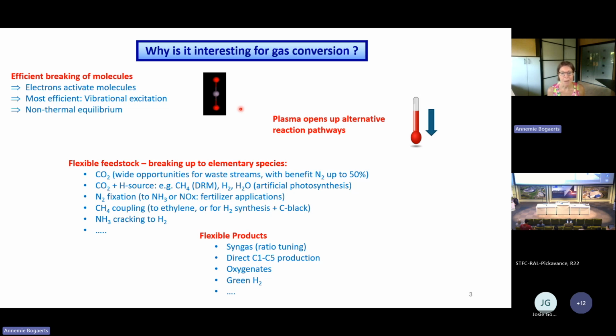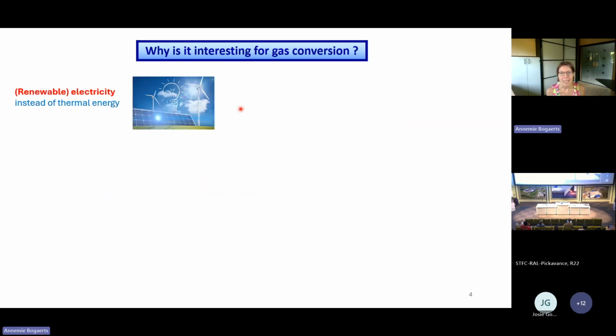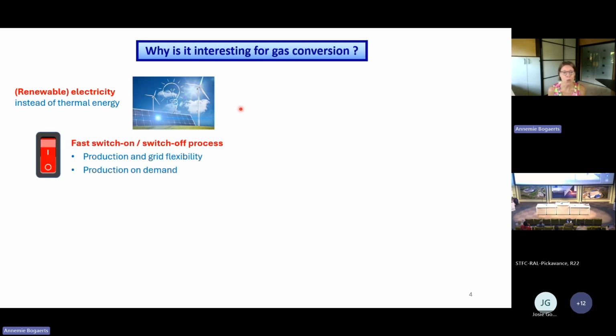If we have CO2 and methane, then we typically produce syngas, and we can tune the ratio depending on the CO2 methane ratio. We can also directly form C1 to C5 hydrocarbons, oxygenates, green hydrogen, and so on. I think the biggest advantage of plasma is that it uses electricity, as I already said, and it is quickly switched on and off. So it is very suitable for the combination with renewable electricity. So it can allow production on demand also at smaller scale.